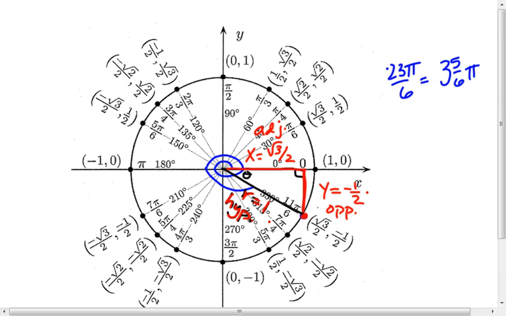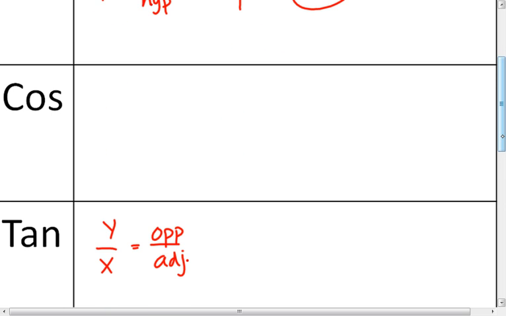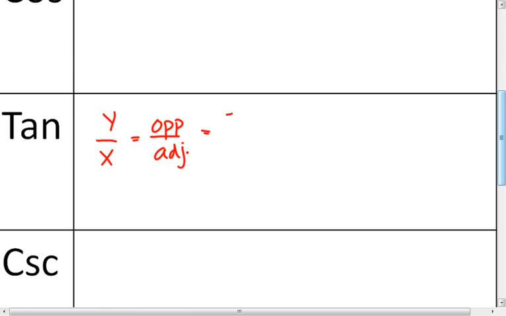Tangent is either your y over your x, or it will be opposite over adjacent. And if you do opposite over adjacent, or y over x, it'll be negative 1/2 over the square root of 3 over 2. Negative 1/2 over the square root of 3 over 2.